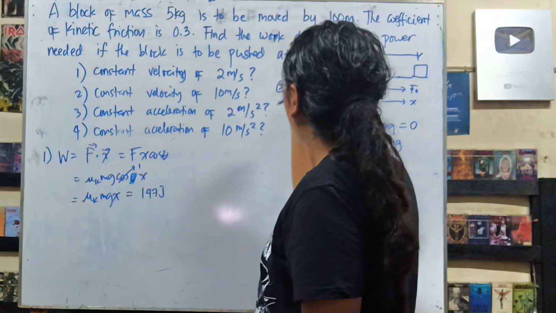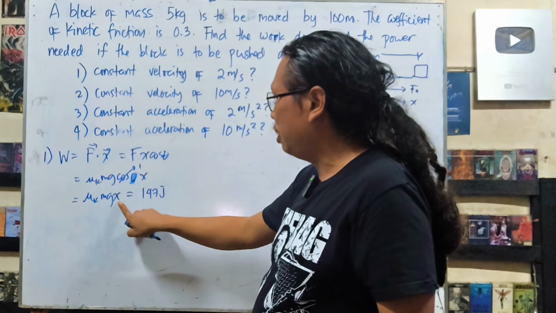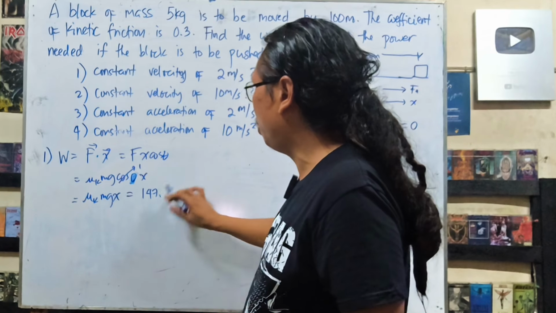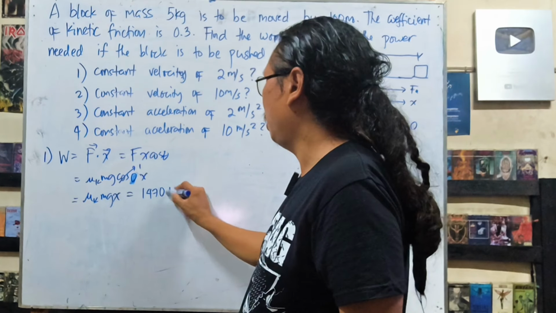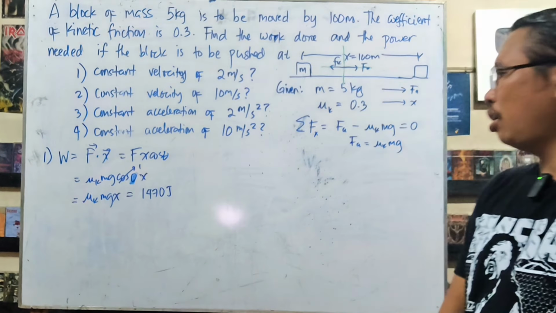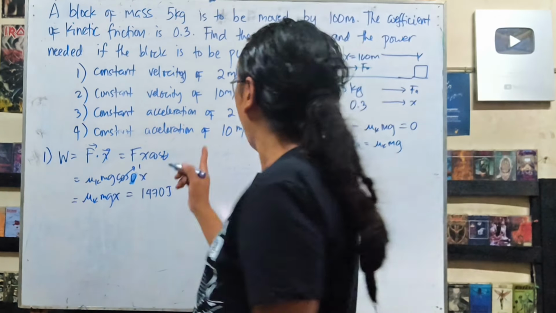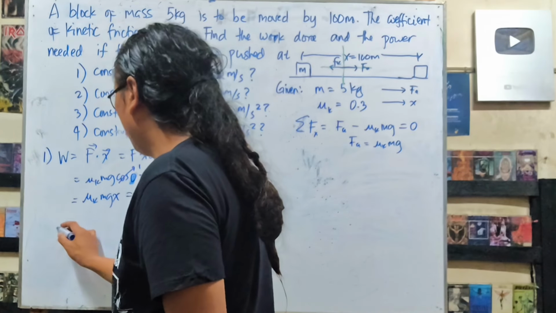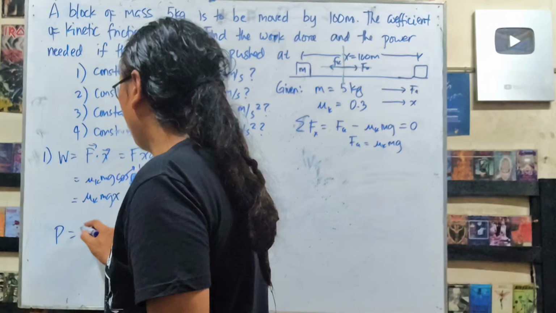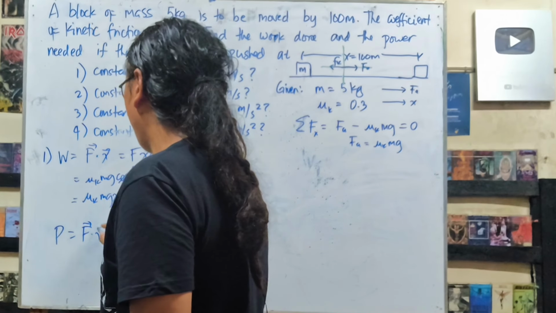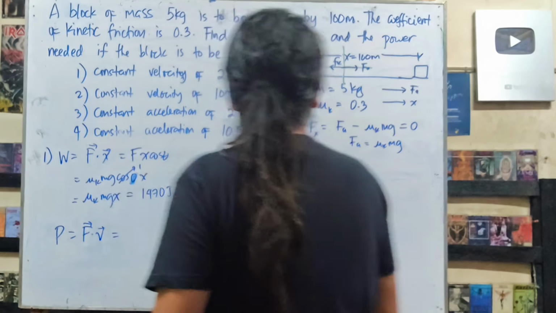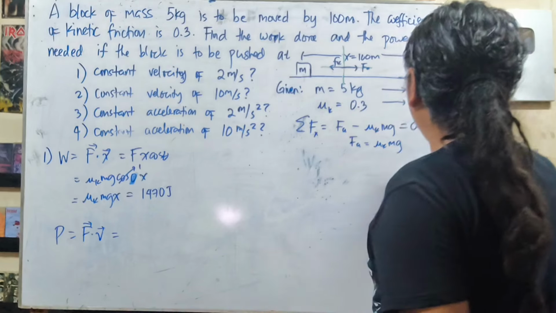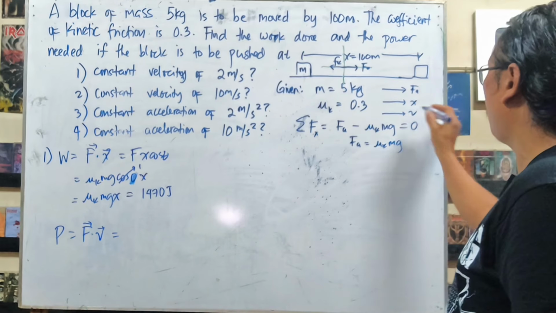49 times 100, that would be 4,900 times 0.3, so 1,470 joules. Okay? How about the power? What was our power? P is equal to F dot V. Okay, what's the power here? The force and our velocity are also moving this way.